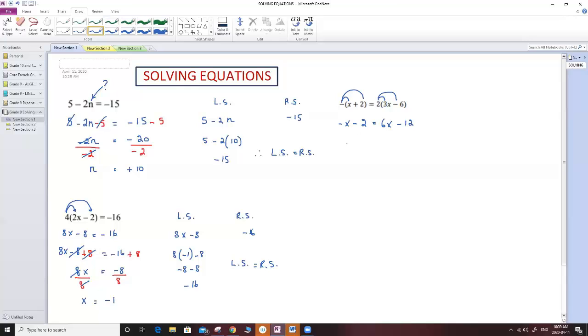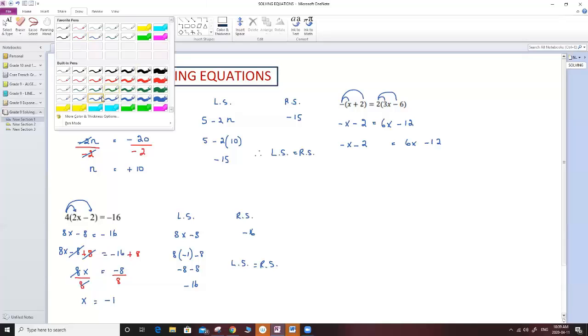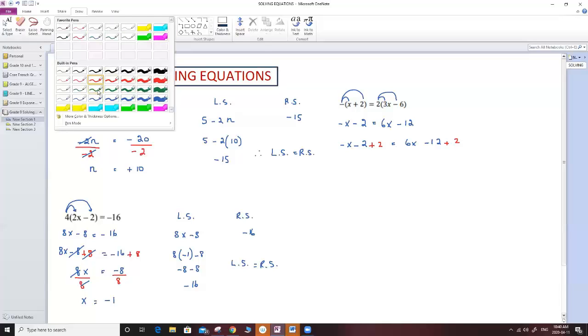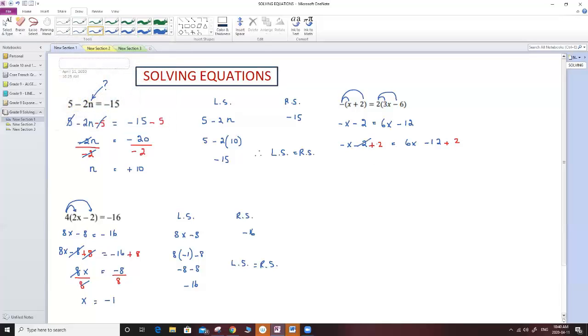Now, I need to do a small change here. I need to isolate the x. So I can say negative x, negative 2 equal 6x, negative 12. So now to isolate this x, I need to add 2. And whatever I did in the left side, I have to do it in the right side. And now let's do some cleaning a little bit. I can remove these 2, they cancel each other. So negative x equal 6x, negative 10.